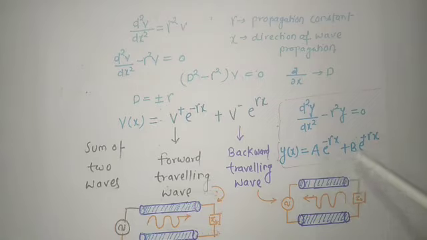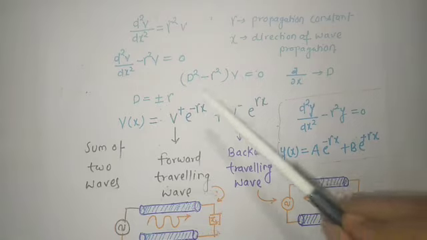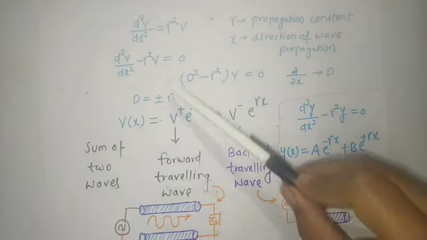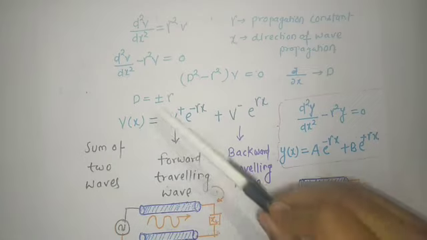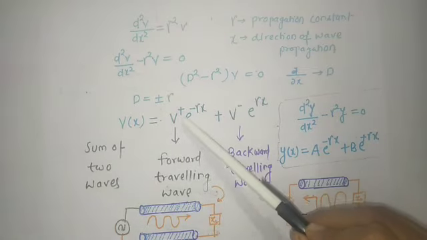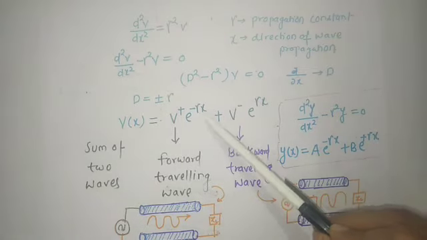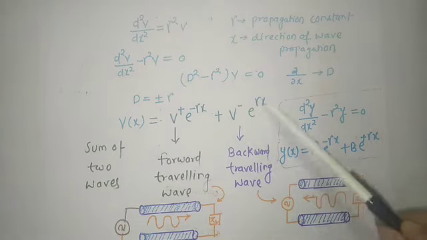What are A and B? These A and B are nothing but constants. In the same way I can write the solution of this differential equation: V as a function of x is equal to V plus e power minus gamma x plus V minus e power gamma x.